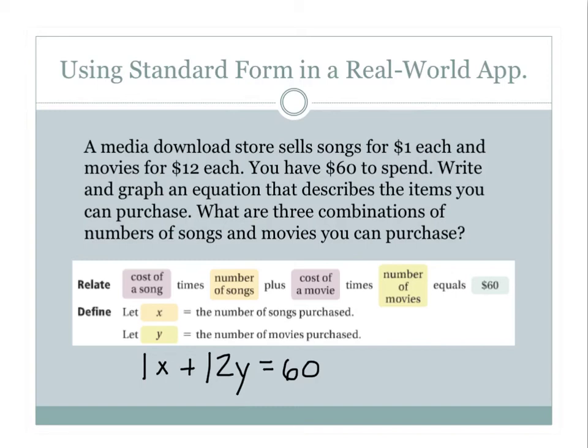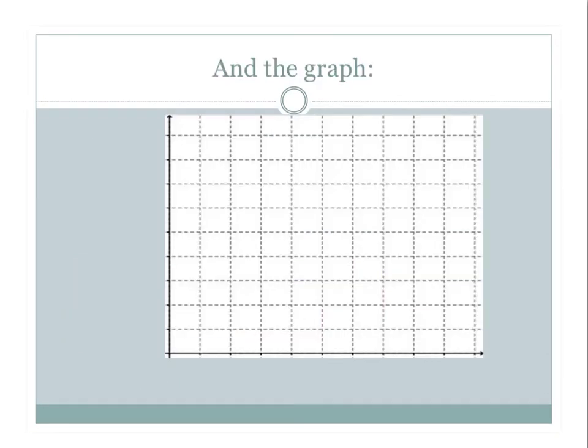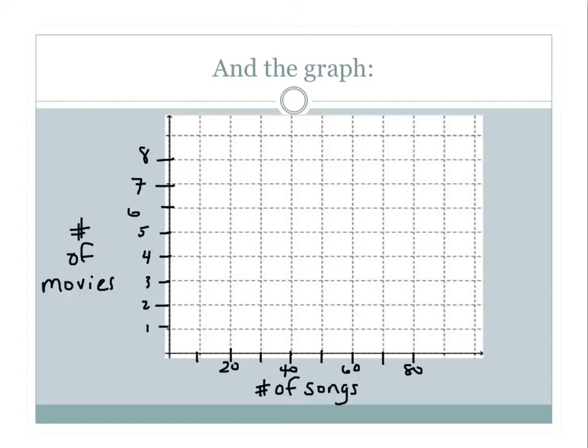So we're going to go to the next screen and we're going to graph this. Okay, here's our coordinate plane. So on the x-axis we're going to be counting by tens, and that's going to be number of songs. And on the y-axis we're going to be counting by ones, and that's going to be number of movies. Okay, and our equation is x plus 12y equals 60.